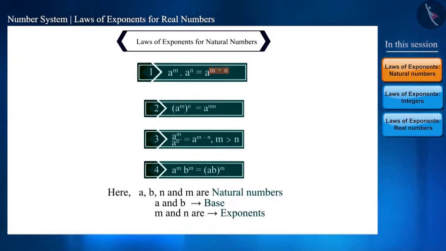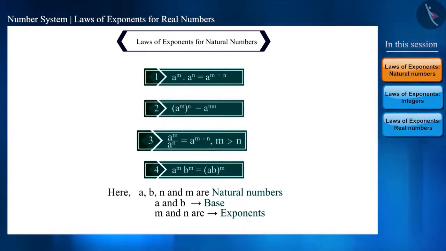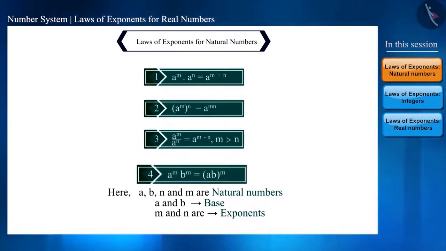As per the second rule, multiplying the power inside the bracket, that is m, by the power outside, is written like this. And here, on dividing a raised to power m by a raised to power n, the result is a raised to power m minus n. As per the last rule, if the bases are different but the exponents are the same, then multiplying them gives the number to be written in this manner.